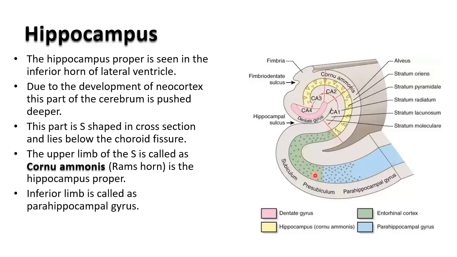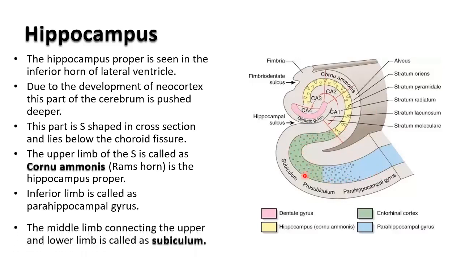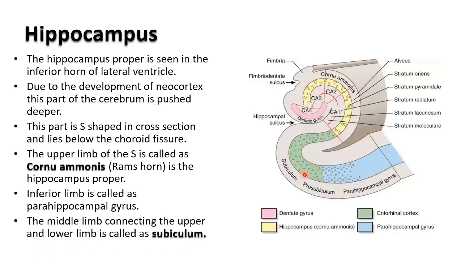So the intermediate area connecting the cornua ammonis and the para-hippocampal gyrus is called the subiculum. So the middle limb connecting the upper and the lower limb is called the subiculum. Okay, so this is the hippocampal formation. In total it appears like a sea horse. And you come across it only on a coronal section, not on a transverse section. You won't see such an arrangement.